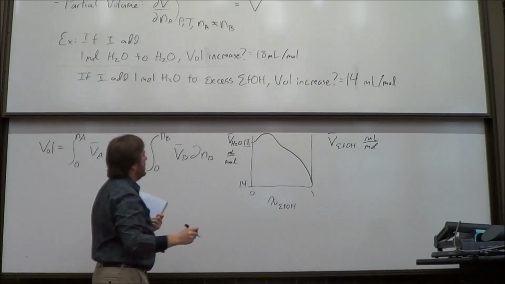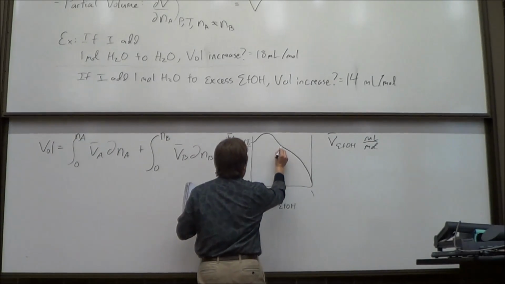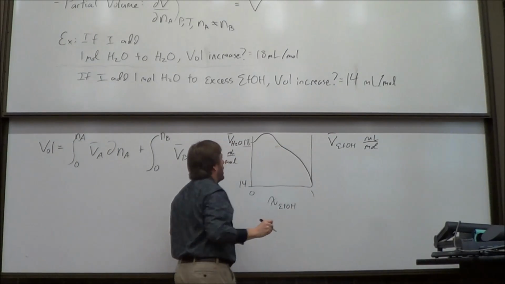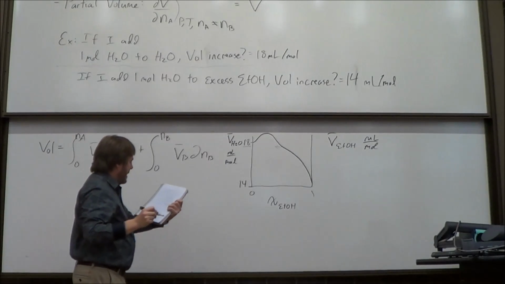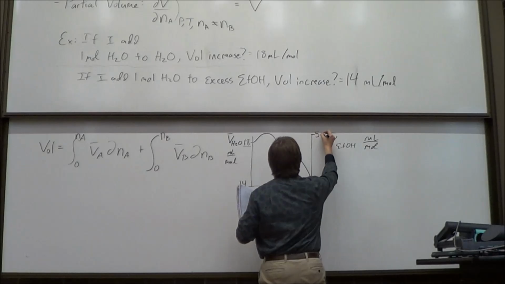This is how that looks. So it goes from 18 to 14. Okay, and when I draw two graphs, I'll make sure you know what line corresponds to what. Now let me do ethanol. Ethanol will start at 58.